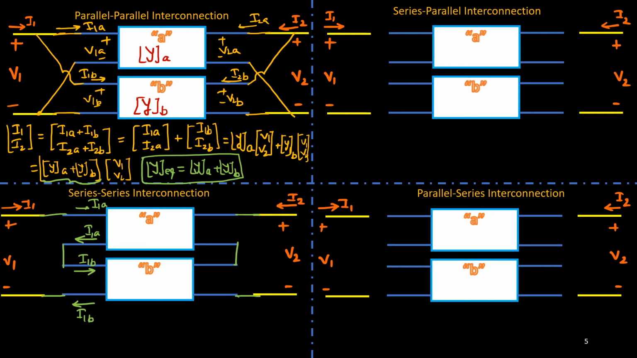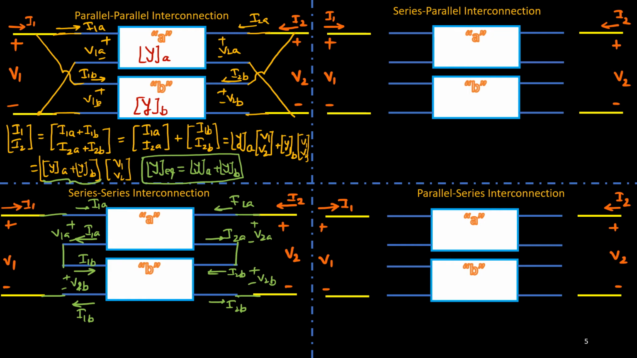Similarly here also you will find that one. This is your I2A, this is I2A, this is your I2B, this is your I2B. However, here what you will get, this potential is V1A, this potential is V1B, this potential is V2A and this is your V2B. So we can start with this V1 and V2.